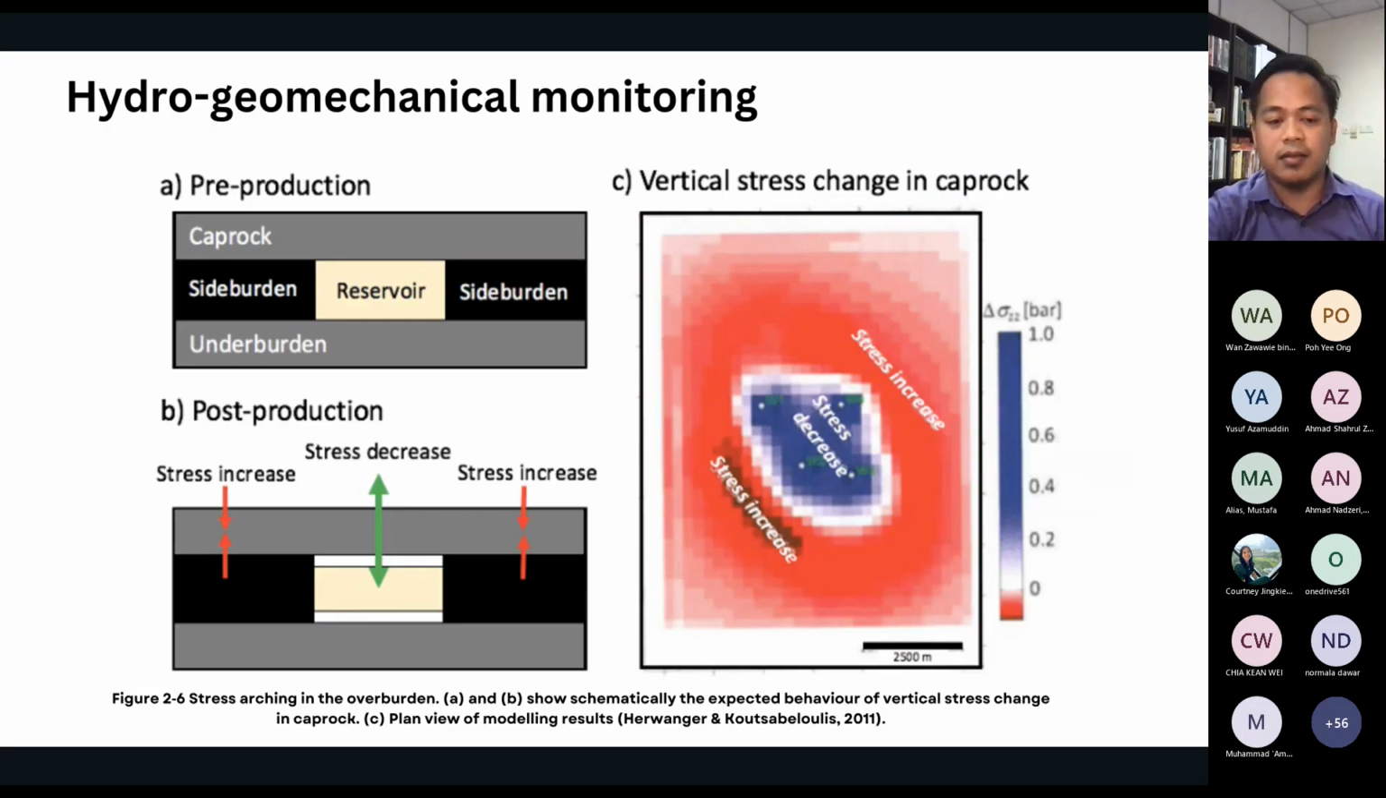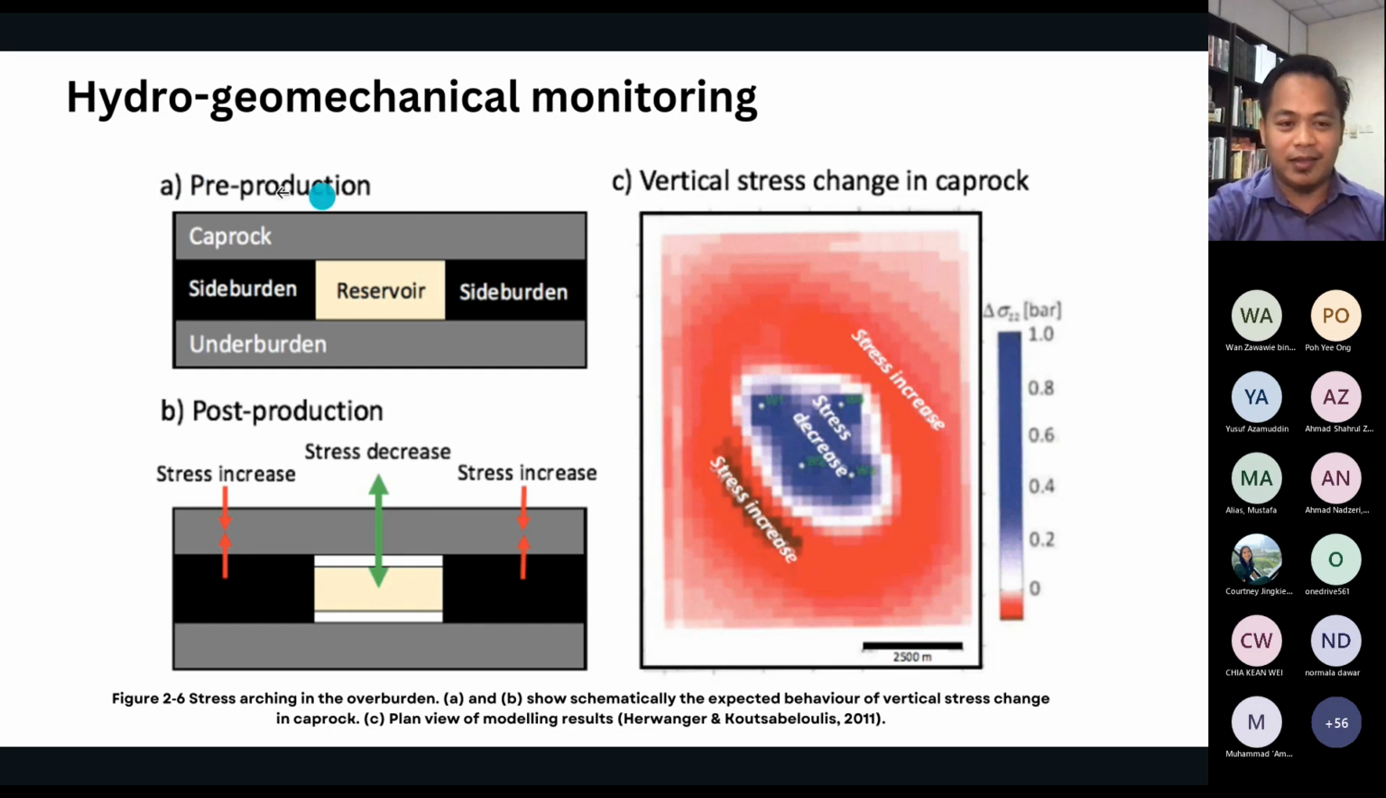So this is a standard diagram if you deal with geomechanical or hydrogeomechanical monitoring. Hydrogeomechanical means we monitor whether there are any changes within the rock properties and the liquid itself, or any material that is trapped inside the rock. This is, I think, the simplest diagram that hopefully everyone could understand.